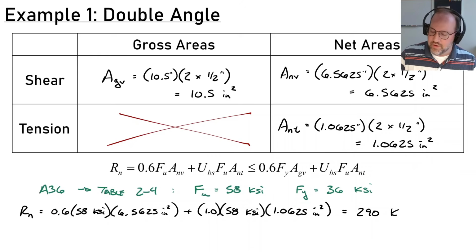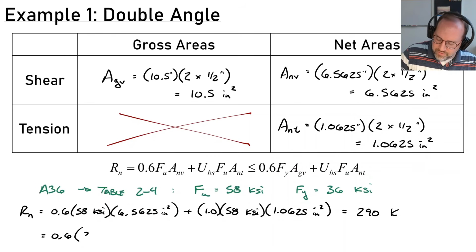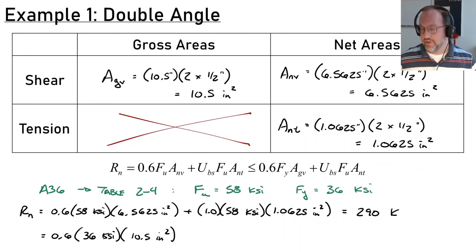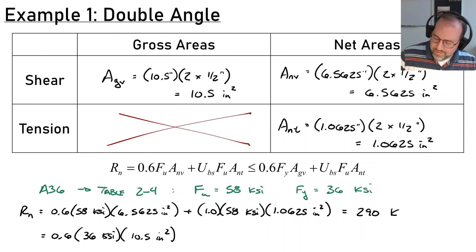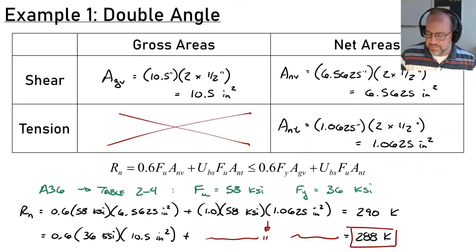And now I need to calculate my second term right here. So that's equal to 0.6 times now 36 ksi, because I'm dealing with yield, times 10.5 square inches, because now I have to use my gross area instead of my net area. And I'm going to say plus, and this is all the same, so I'll just use a ditto sign, just copy that down. It's the same term in both cases, and I'll find that this is 288 kips. So that, in fact, controls, because it is the lower of the two.